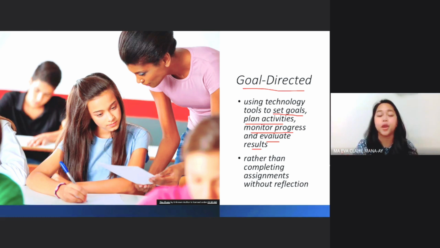So in other words, when you say goal-directed, this is the use of technology in metacognition. You're thinking about your thinking, you're learning about your learning with the use of technology. So yes, you set your goals, you plan your activities, you evaluate your progress, you evaluate your results, and you monitor your progress. That's goal-directed.